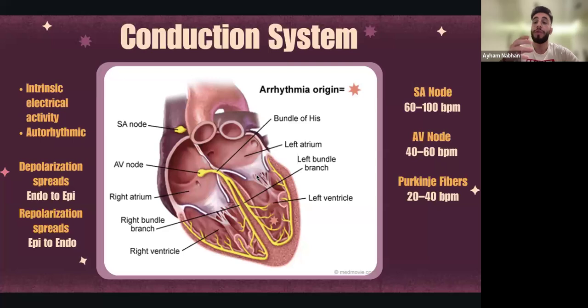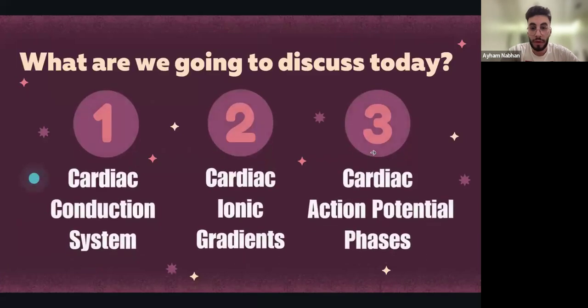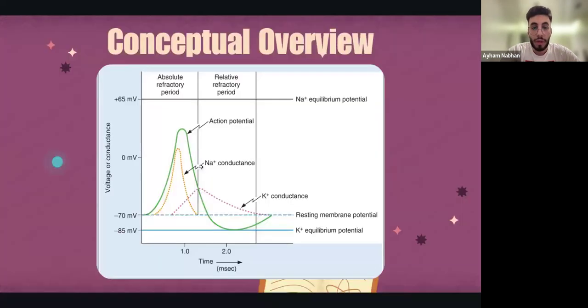So depolarization is making the membrane potential less negative or more positive, and repolarization makes it more negative. We start over here with a depolarization, until it reaches the peak potential, going into the repolarization phase.